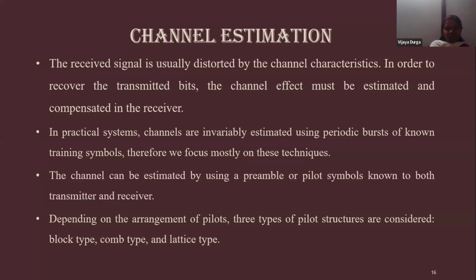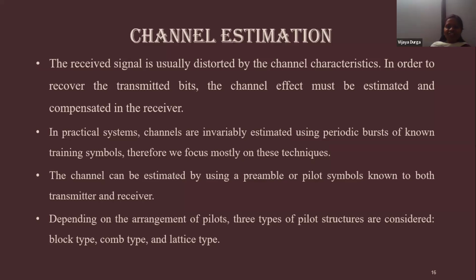So the received signal is usually distorted by the channel characteristics. In order to recover our original data signal, you need to estimate the channel effect and then compensate that effect in the receiver. If you estimate it effectively, then you can compensate it effectively. Then you can do other operations. Finally, you can get our original data back. This is called channel estimation.